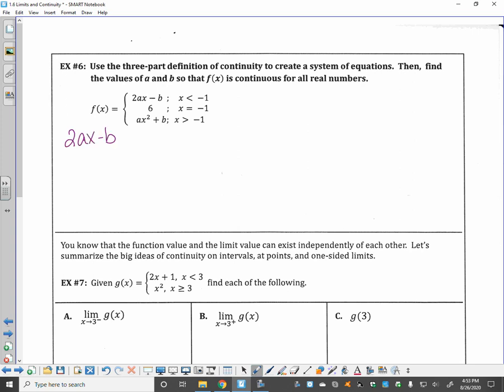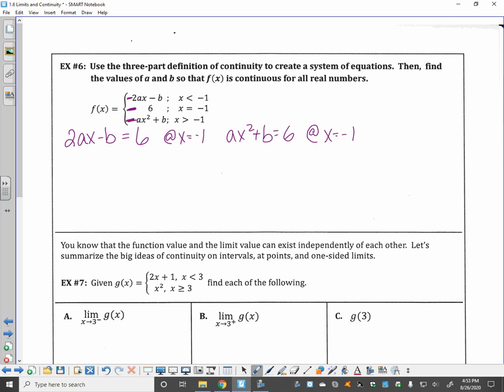I need to know he needs to equal 6. Okay, because that would make this guy run into that guy. So I need those two to be equal, but not everywhere. I need them to be equal where they're cut, so at x equals -1. I also need this guy to equal this guy. So I need ax squared plus b to equal 6 at x equals -1.